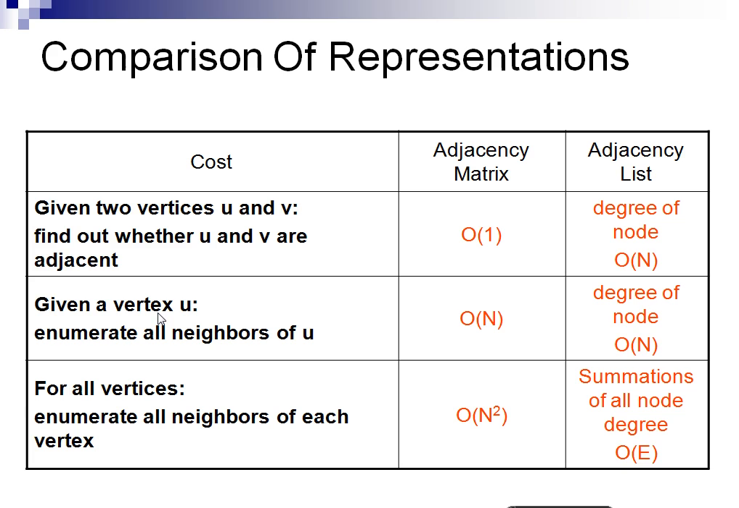Given a vertex u, if we try to enumerate all the neighbors of u, the cost we are paying in case of adjacency matrix is O(n), whereas in case of adjacency list it is the degree of the node. So it is similar to O(n) again. Then for all vertices, if you are trying to find all the neighbors of each vertex, the computational complexity is given by O(n square) in case of adjacency matrix. Whereas in case of adjacency list, it is the summation of all nodes' degree, that is O(E).